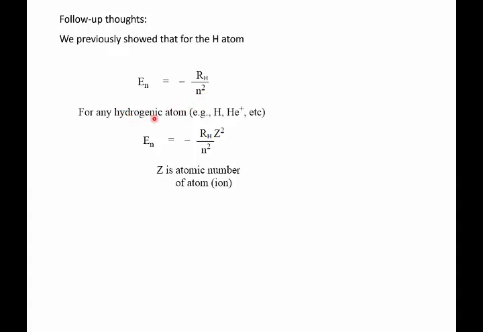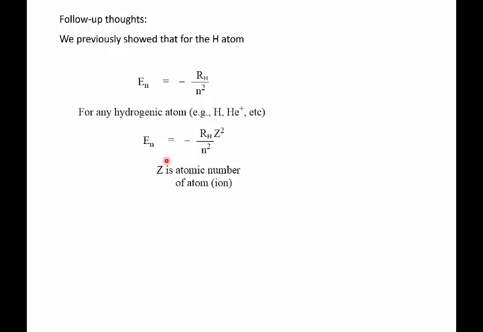Now, more generally, for any hydrogen-like particle, the equation is modified. In other words, if we had, let's say, a helium plus 1 ion or a lithium plus 2 ion, one electron around a positive nucleus, we modify this equation by multiplying by the nuclear charge squared. That nuclear charge is given by the atomic number, and the symbol used for that is Z.